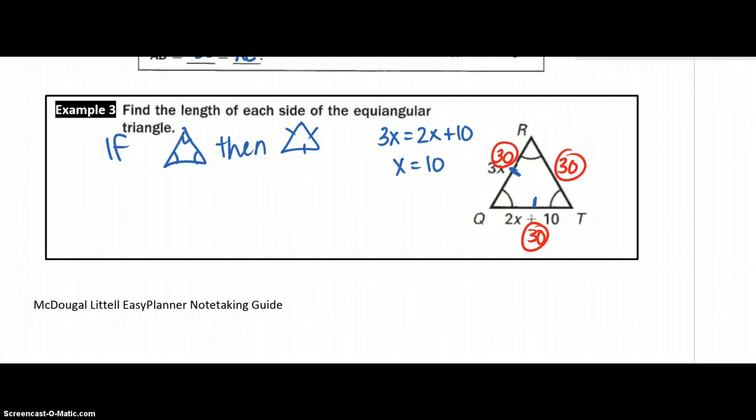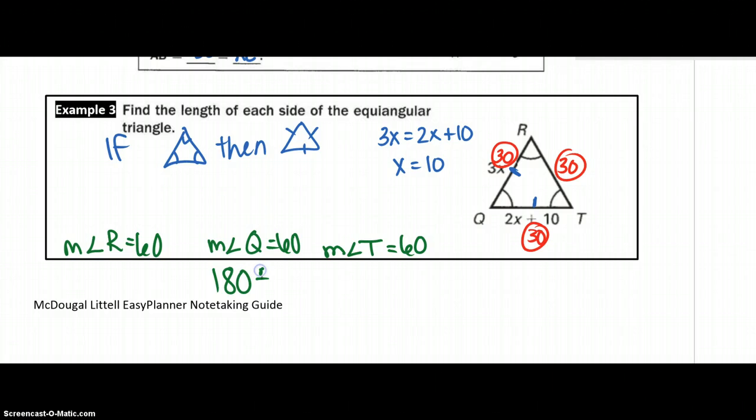Now, my last question to you is how many degrees? What is the measure of angle R? What is the measure of angle Q? And what is the measure of angle T? I know they didn't ask you, but what are they? 30. No, not 30, because 30 plus 30 plus 30 would only be 60. Yes, 60, 60, 60. How'd you figure that out? 180 divided by 3 equal angles would give you 60 degrees for each. That will be true for all equiangular and all equilateral triangles. Questions? Nope.